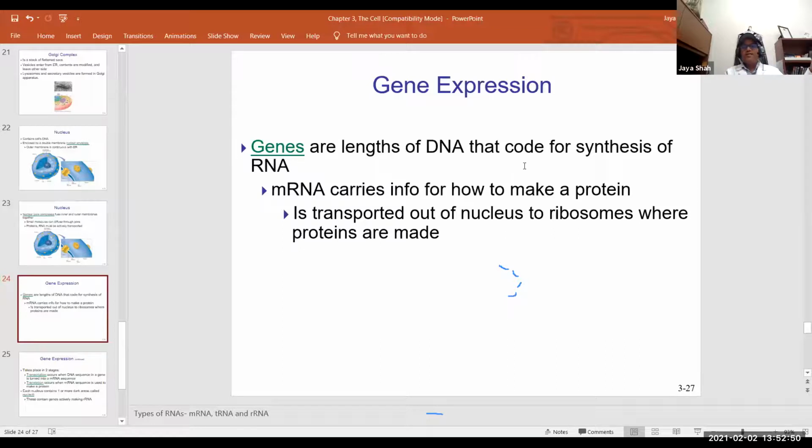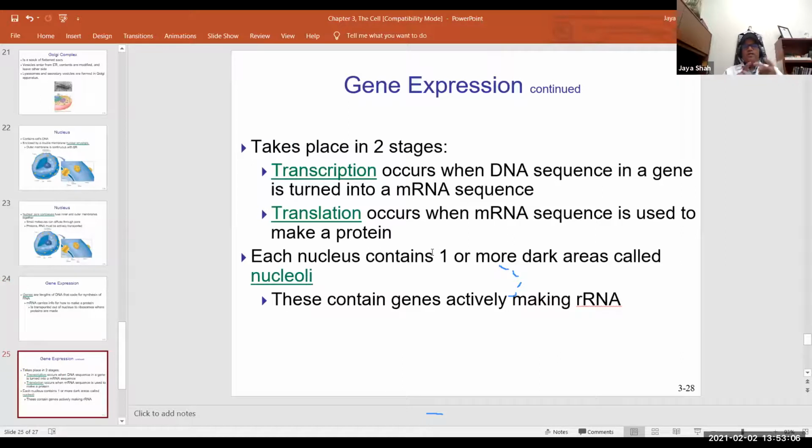So genes are lengths of DNA that code for synthesis of RNA, and then messenger RNA from your nucleus carries info for how to make protein that is transported out of the nucleus to ribosome where protein are made. So let's see here. The gene is expressed in two processes. That is called transcription and translation. Transcription occurs when the DNA sequence in the chromatin is turned into messenger RNA sequence. And then this messenger RNA comes outside to the ribosomes and is decoded with the help of transfer RNA, which brings amino acid and makes a chain of protein. That is translation. So translation occurs when messenger RNA sequence is used to make a protein.